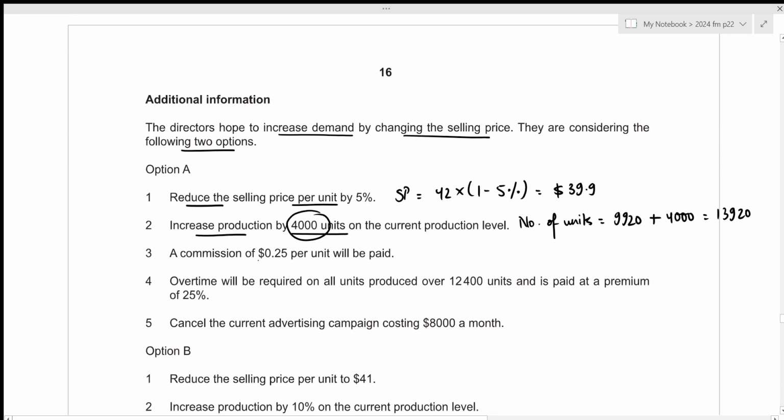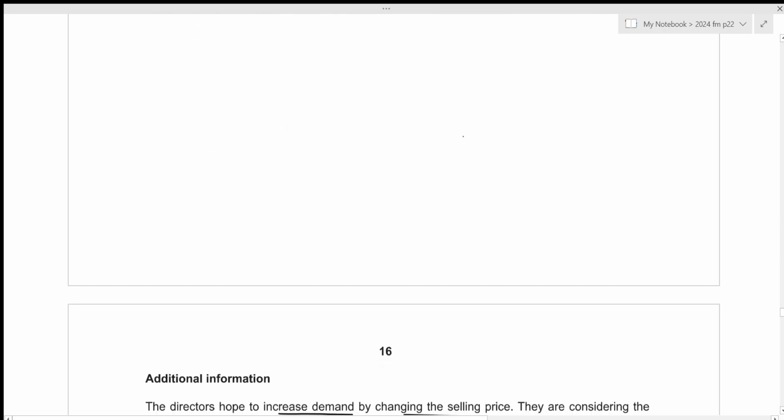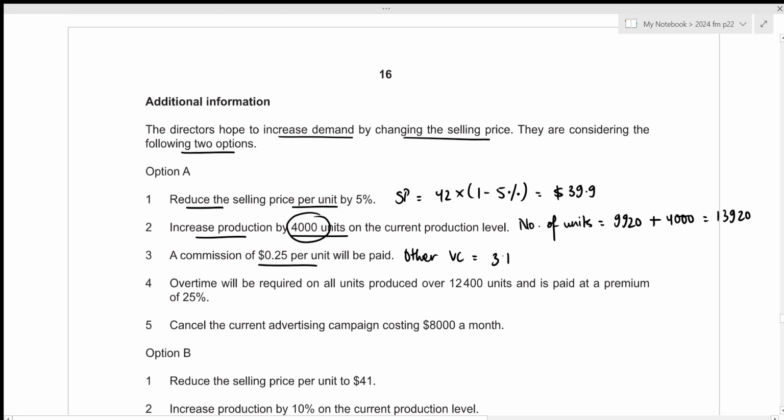Then a commission of 0.25 per unit will be paid. So this can be categorized as variable cost. So we can add this to other variable cost. Our previous other variable cost per unit was 3. Now we also need to add the commission of 0.25. So this will be 3.25.